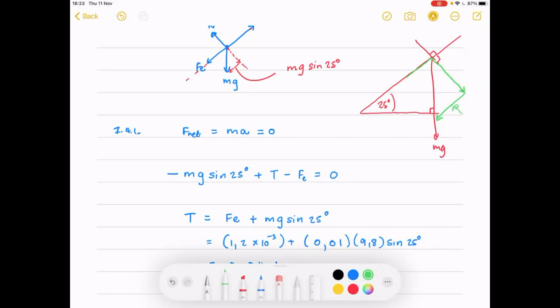Now, how do you know if that is mg sine theta or mg cos theta? If this angle here is 25 degrees, then this angle here is 25 degrees also. And if this angle is 25 degrees, then this side here is mg sine of 25. It's not mg cos of 25. So this component here is a mg sine component, not a cos component. The cos component is the one that's perpendicular. I hope that answers the question.